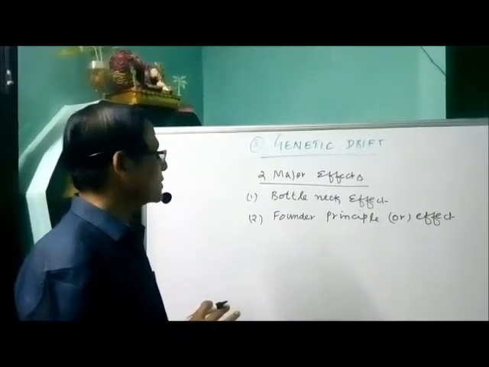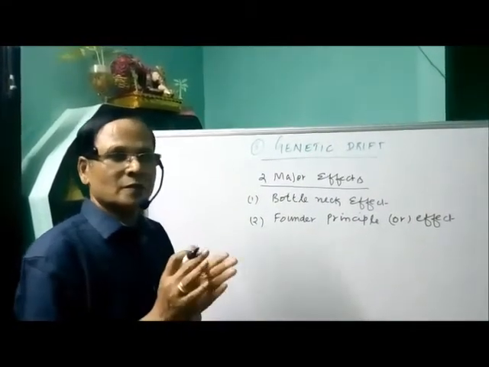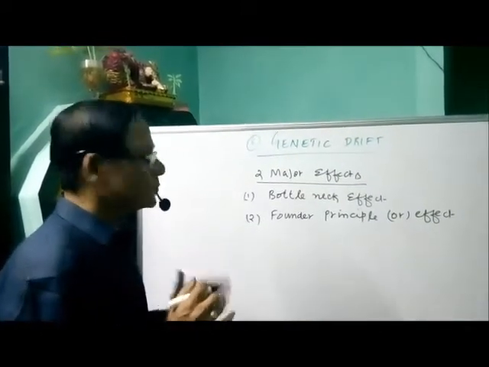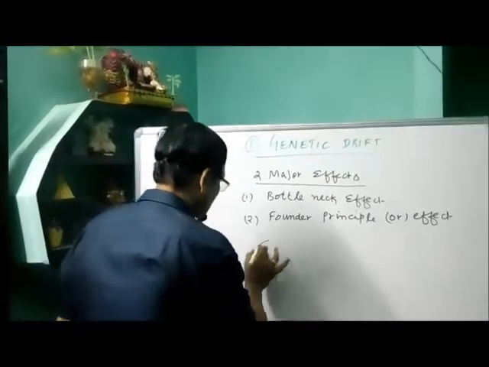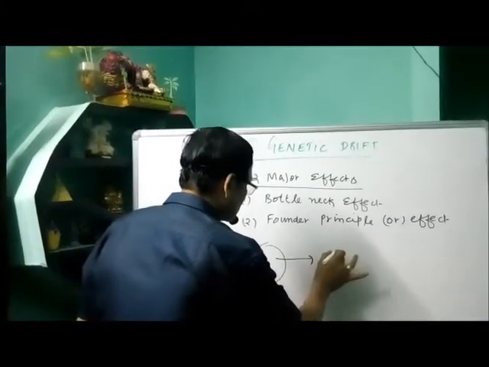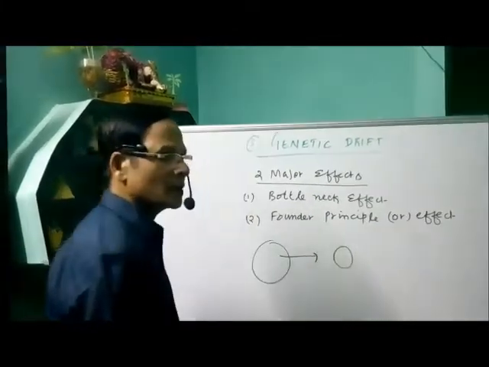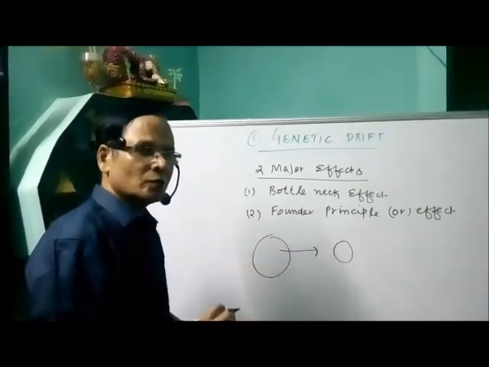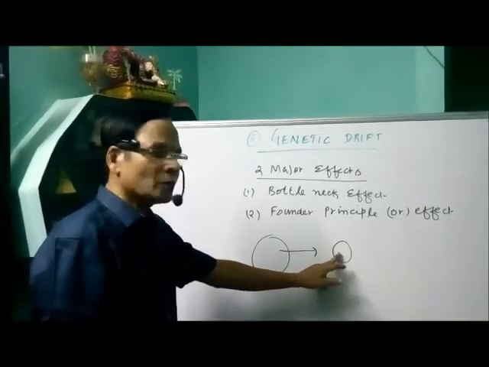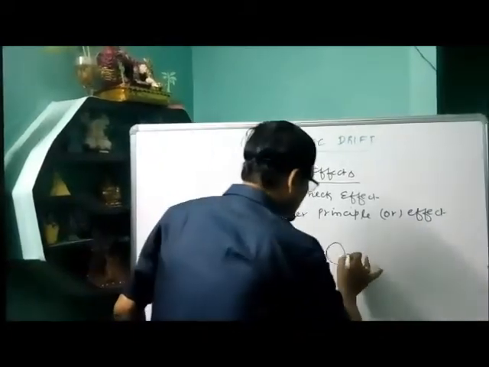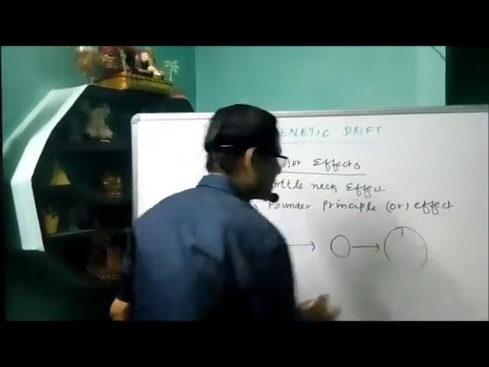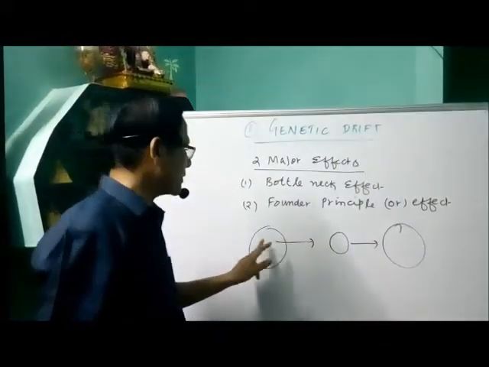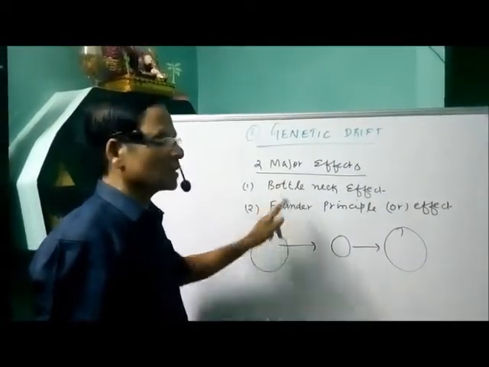So what is the bottleneck effect? It's nothing but the natural calamities. Because of natural calamities, the size of the original population is reduced to a small one. So what will happen? The frequency has gone down. When the small population regains its original size after some time, it has developed a genotype different from the parent population. That is called the bottleneck effect.